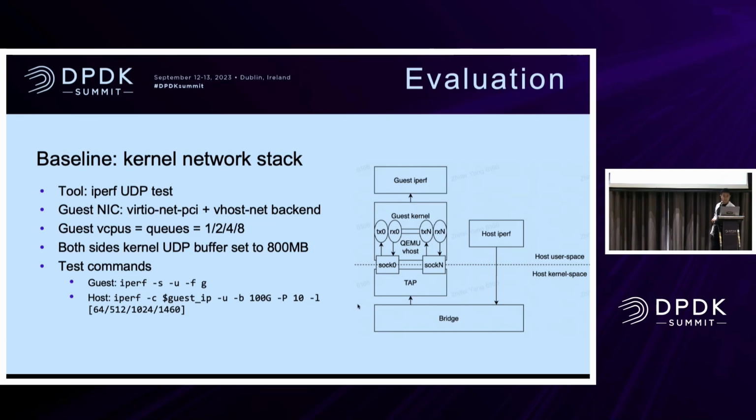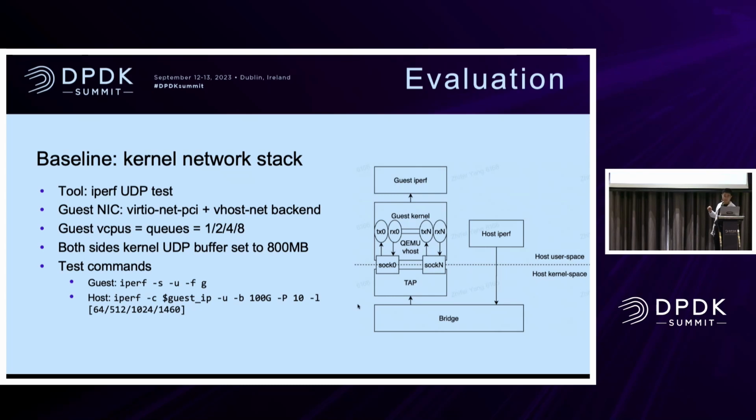So for the baseline, this is the iPerf test. We use UDP. On the host, the iPerf client sends the traffic. On the guest, it's the iPerf server. And all the parameters are shown here. We also vary the number of virtual queues from 1 to 8, and the number of guest CPUs is the same as the number of queues, just to test the scalability.